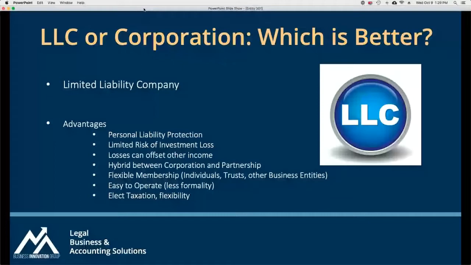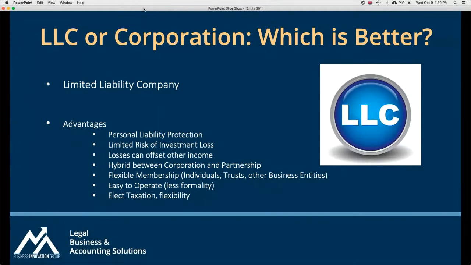By and large, you can choose how they're going to be taxed, so losses potentially can offset other income, just like that S corporation. A lot of people tend to think of an LLC as kind of a hybrid between corporation and partnership, and so that means that there's less formality, kind of what I was talking about with the board of directors, shareholders, officers. You don't have to worry so much about that. It can be a little more lax like a partnership, but it's also protected more like a corporation.